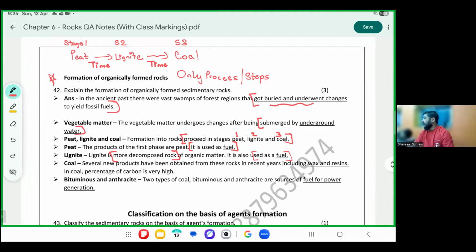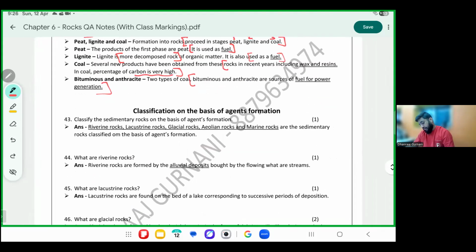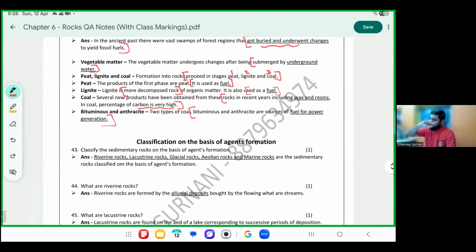Coal, you have coal around you. Black coal you have seen. Yes, it also is used. These rocks in recent years include wax, resins. In coal, the percentage of carbon is very high. Bitumen and anthracite are two types of coal which are used for power generation. There are multiple types of wax.